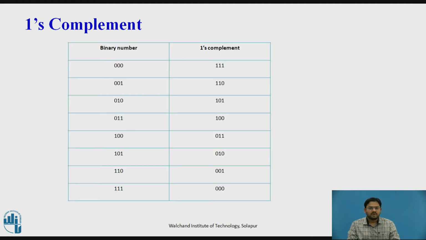So, the ones complements are given here. The ones complement of 0 0 0 is 1 1 1. The ones complement of 0 0 1 is 1 1 0. The ones complement of 0 1 0 is 1 0 1. The ones complement of 0 1 1 is 1 0 0.